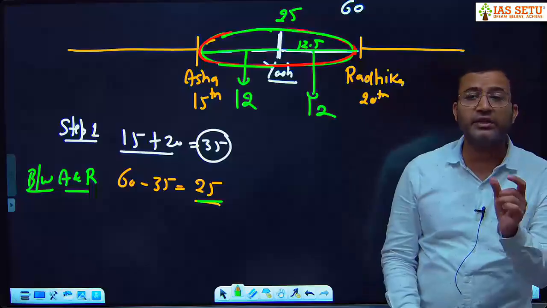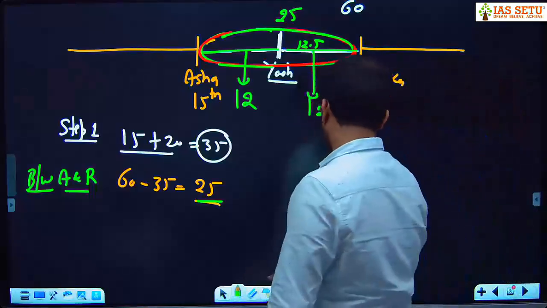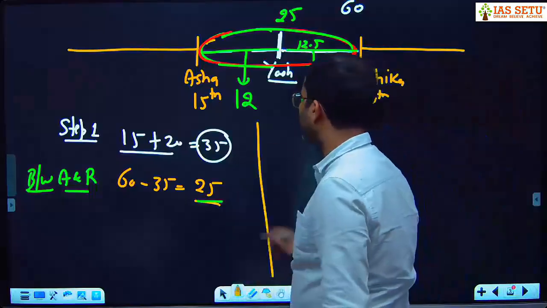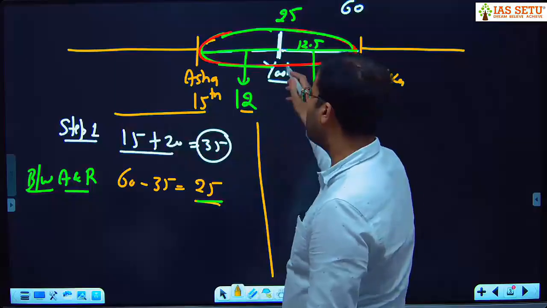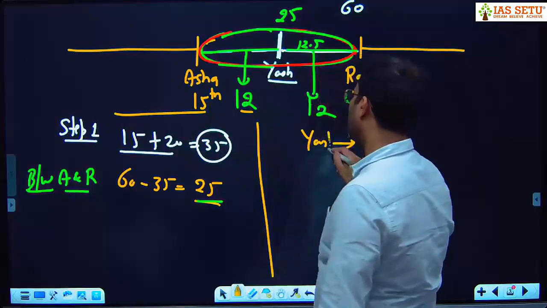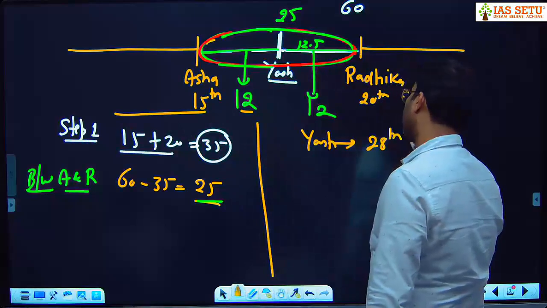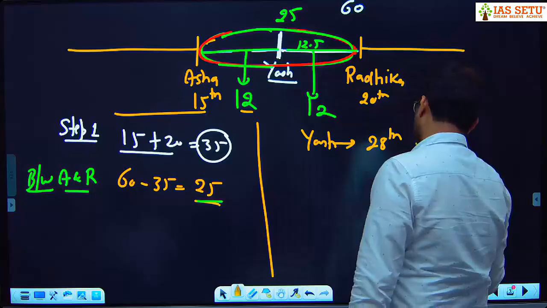Then it is asked what is the ranking of yes from the front or from the left. So we have to find ranking of yes from the left. These are 15 plus 12, 27. Can we say yes is after 27? So what is ranking of yes? 28 from the front, or you can say 28 from the left.